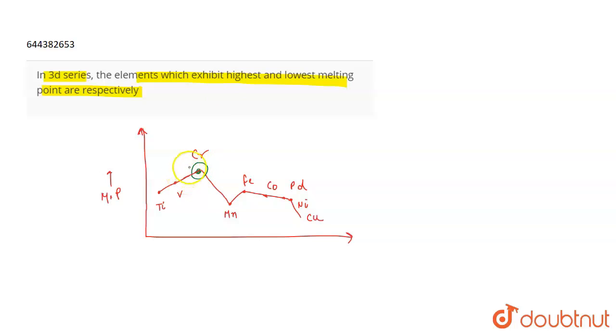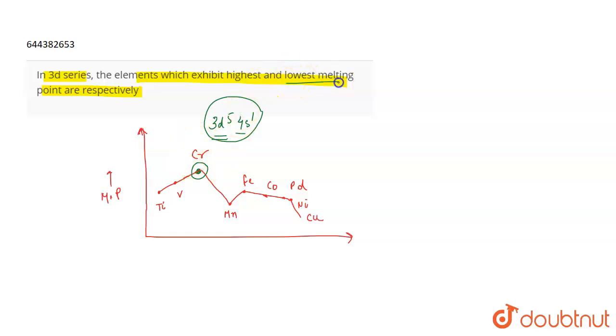Now, for the reason, you can attribute it to its configuration of 3d5 4s1. It has 5 unpaired electrons, and therefore it has the highest melting point. Or you can even include the s electron here, so that it has a maximum number of unpaired electrons, and it is very stable, and therefore it requires a large amount of energy. Therefore, it has the highest melting point. This is the reason that you can attribute it to. Otherwise, this can be understood with the help of a curve only.